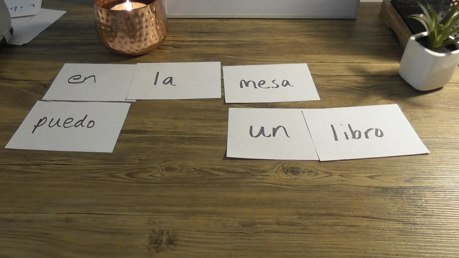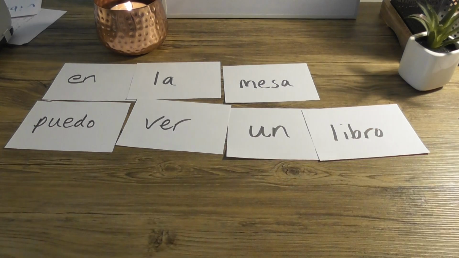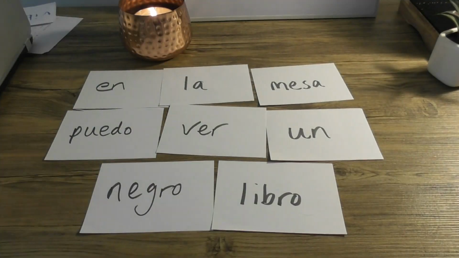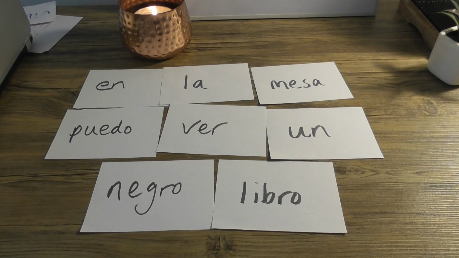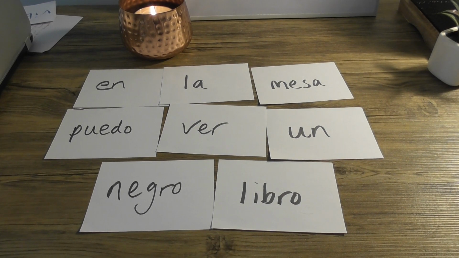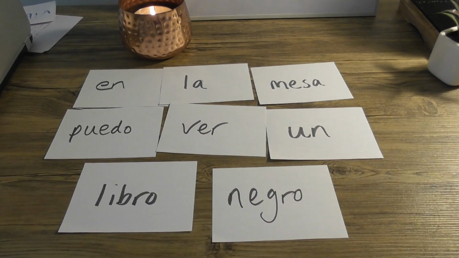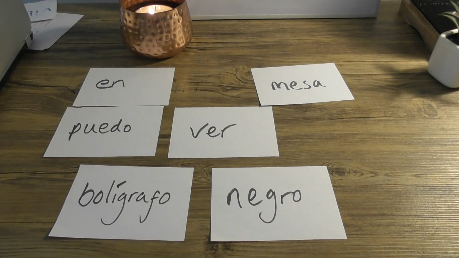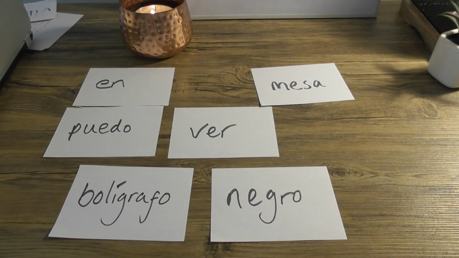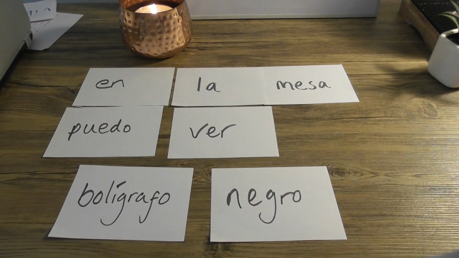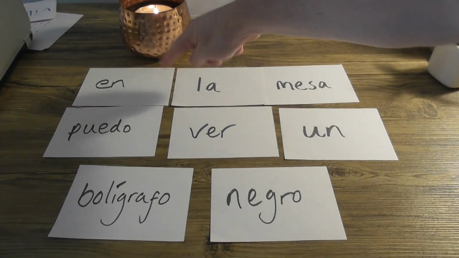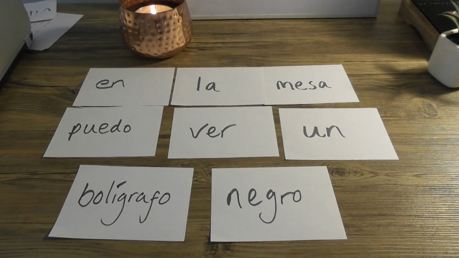Okay, which word is missing from this sentence? We've got en la mesa puedo un libro. Puedo ver un libro. I can see a book. What is the mistake in this sentence? En la mesa puedo ver un negro libro. That would be your word order, noun followed by adjective. What two articles are missing from this sentence now? En la mesa puedo ver un bolígrafo. So on the table I can see a black pen.